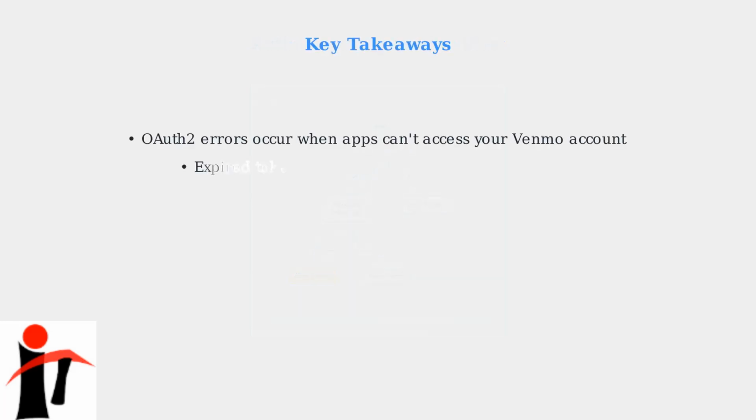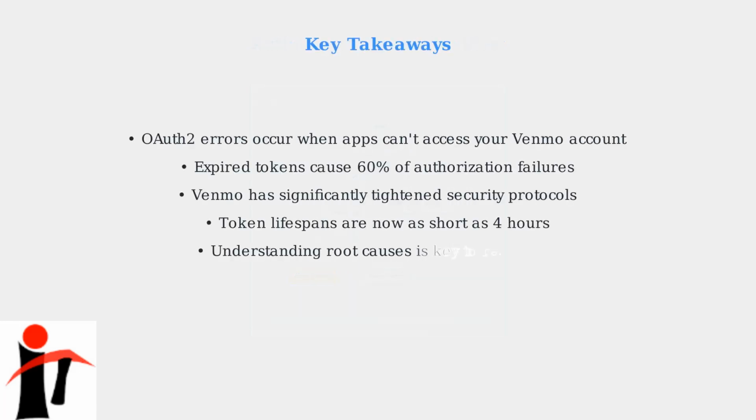Understanding the OAuth2 Exception Unauthorized Action error is crucial for anyone using third-party applications with Venmo. The error primarily stems from expired access tokens and Venmo's enhanced security measures. Recognizing these root causes is the first step toward maintaining reliable access to your Venmo account through authorized applications.